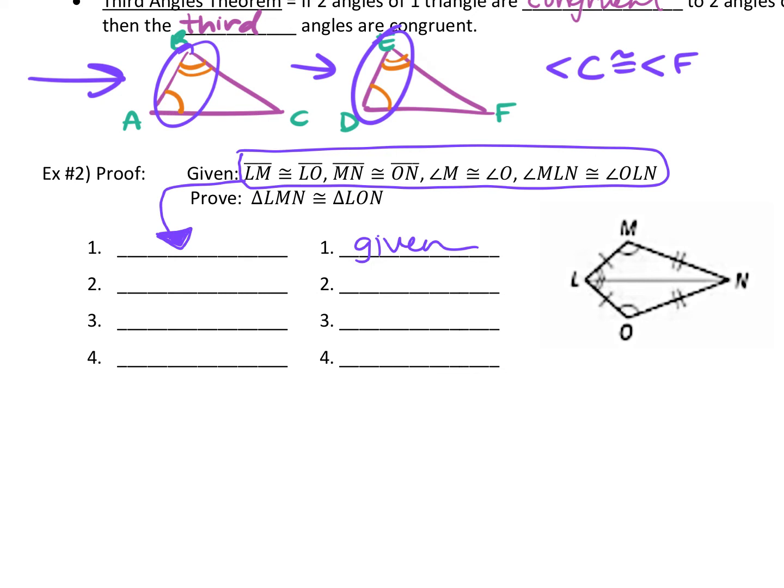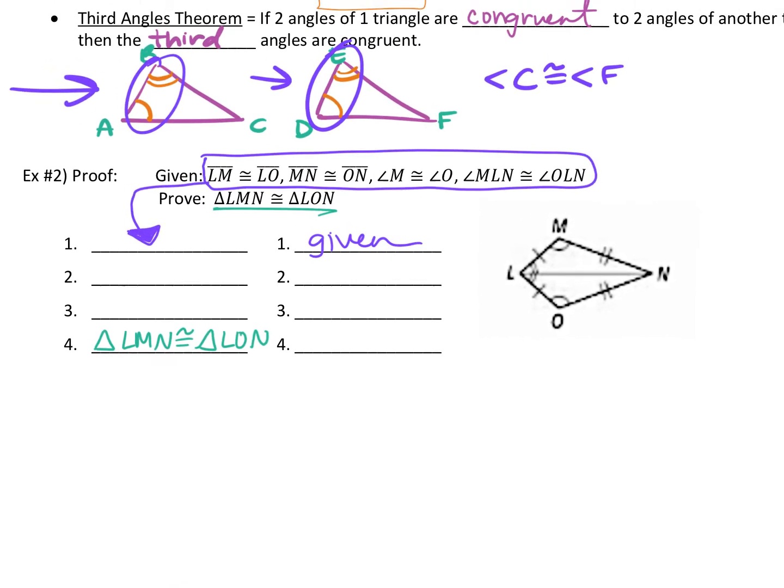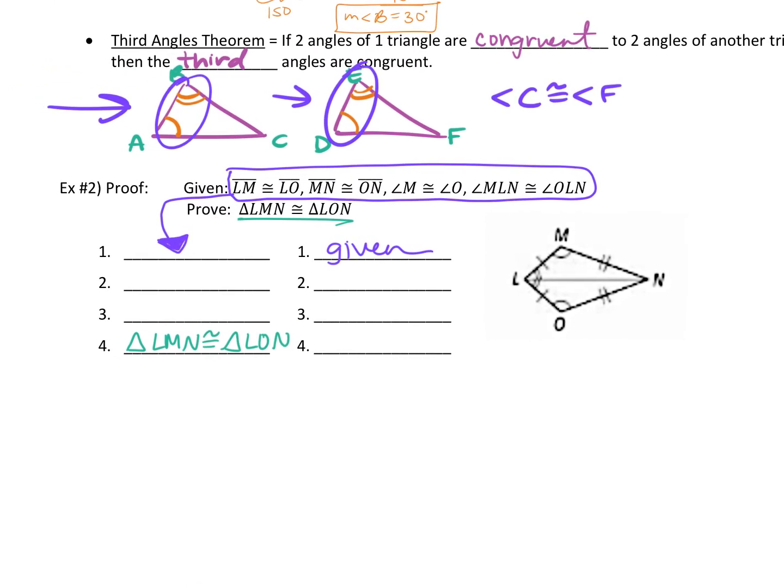The prove, right? The last number 4 on the left side has to be what they asked us to prove. So we know we're trying to get to the point of LMN is congruent to LON. Okay, so now let's think about this. They told us in the given that LM is congruent to LO. And if there's one thing I would highly, highly recommend for you to do on these, it is mark what you know. Okay, this one they marked it for you, but I'm just going to mark it as we say it just so you see what's going on here.